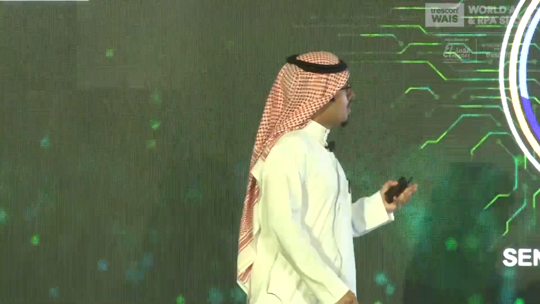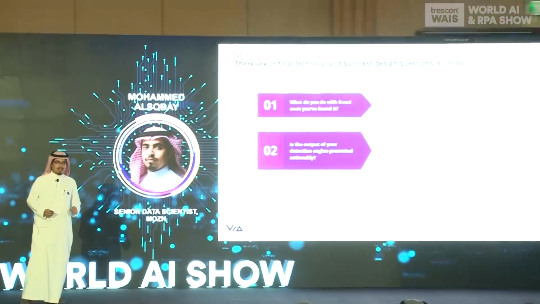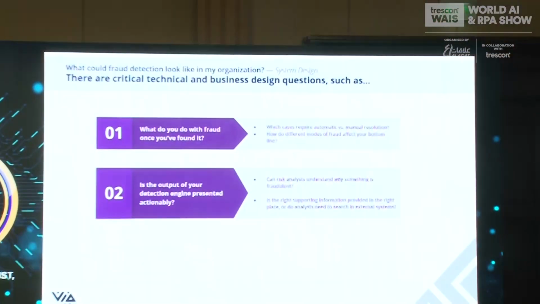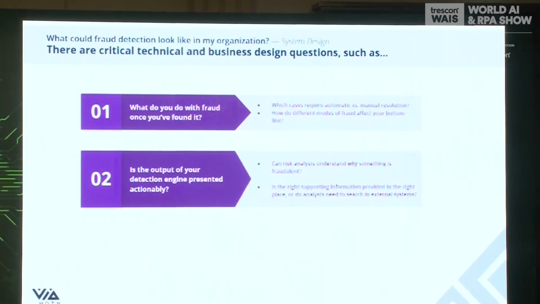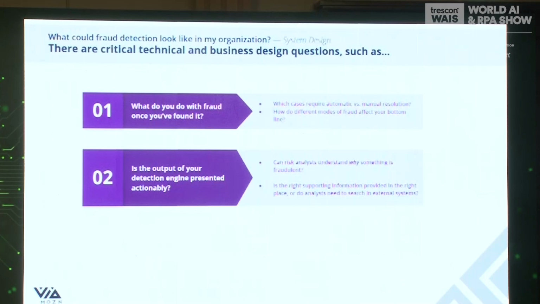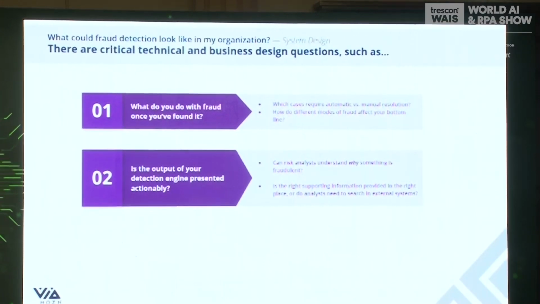The second question is, is the output of your detection engine presented actionably, right? So typically when people think of a model, they think of math, input numbers, output numbers, right? But numbers are not actions. Numbers do not tell you what to do. And the people who are doing the job do not want to be looking at numbers all day. They need to be looking at actions and insights that tell them how to proceed. And so making sure that the system that is in place allows these analysts to proceed with minimal cognitive load is both a business and technical design challenge.